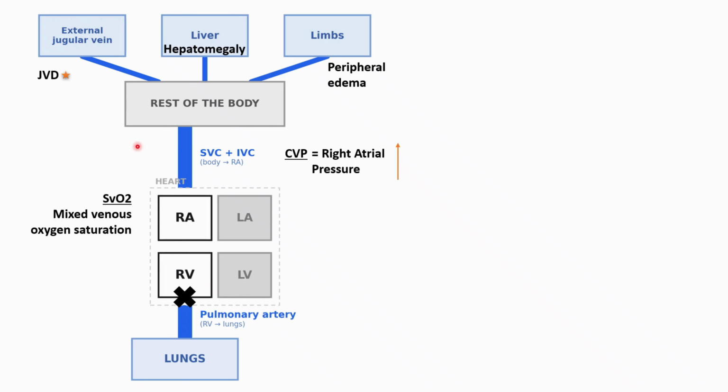So there we have it. We have a rise in CVP, fall in mixed venous oxygen saturation. You'll see JVD. They might even give you hepatomegaly and peripheral edema. You see these, you think right heart. You see especially JVD, you think right heart. Something's wrong with the right heart.